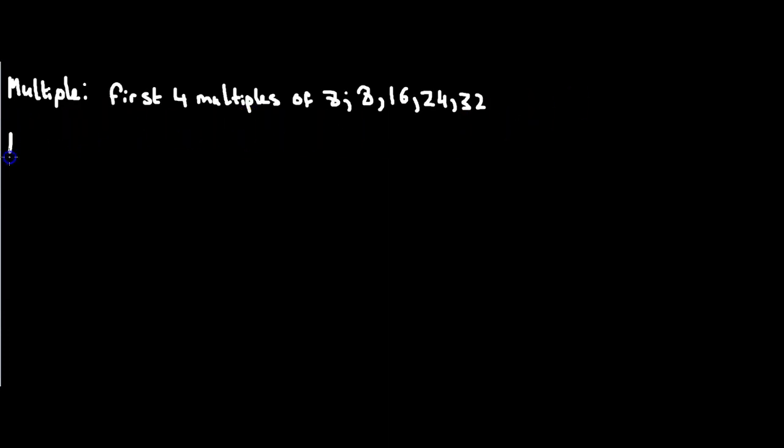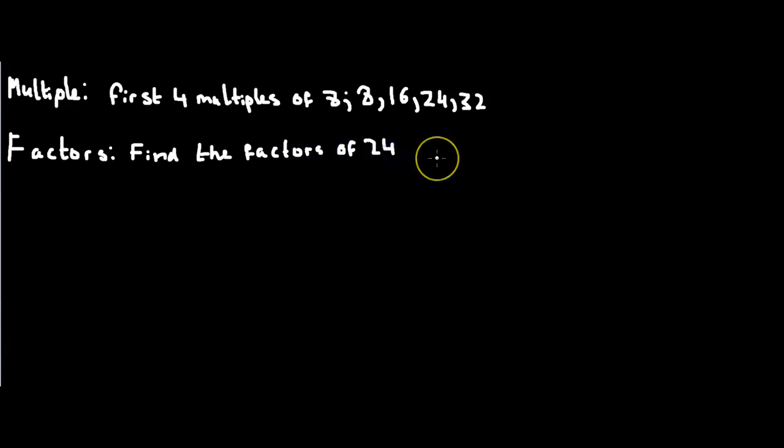Now let's talk about factors. The factors of a number are all the numbers that divide into it. So let's get an example. Find the factors of 24, for example.